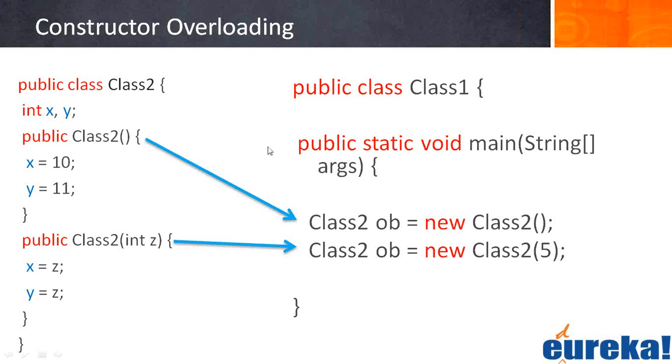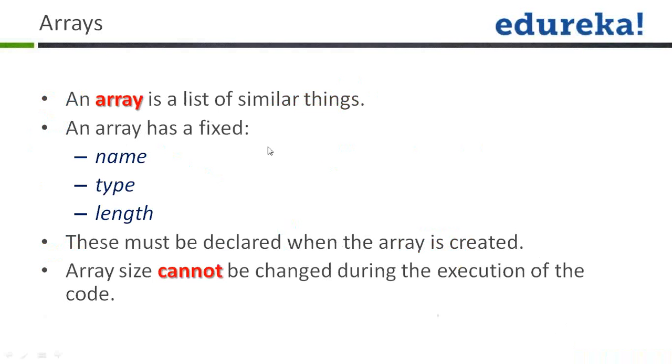Okay, so let's get back. We come to arrays. An array is a list of similar things. An array has a fixed name, type, and length. Name acts as an identifier using which you call an array. You use an array in your application. Second is the type. That means what type of array is it? What kind of values will this array store? Whether it will be an integer value, a character, boolean, what kind of values will be there in an array?